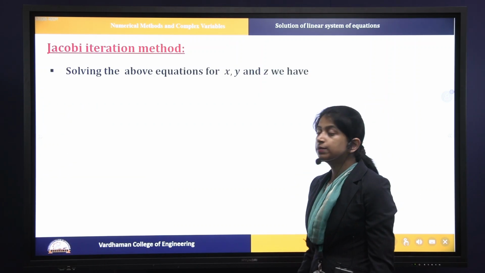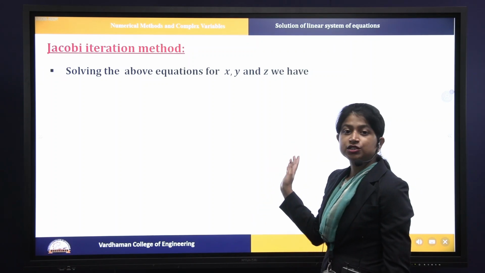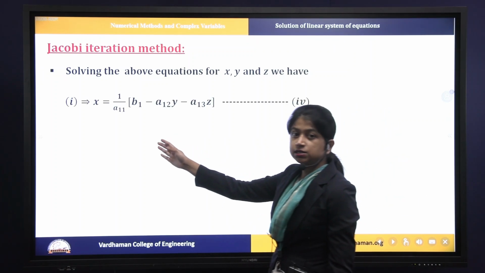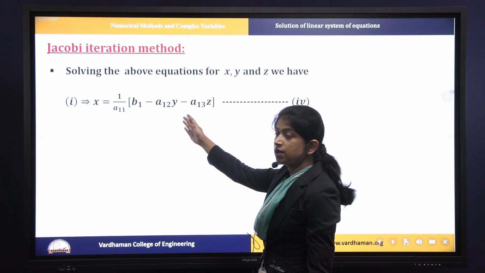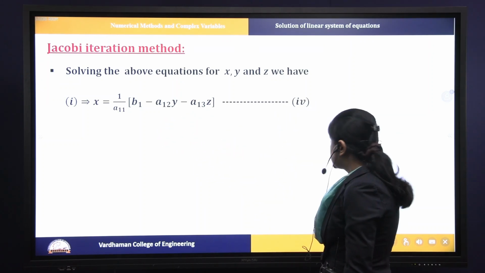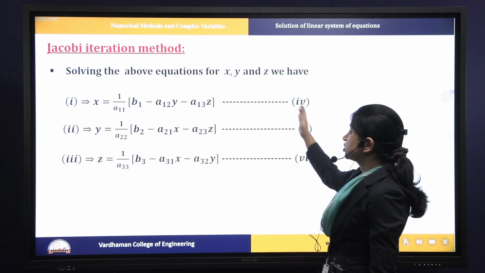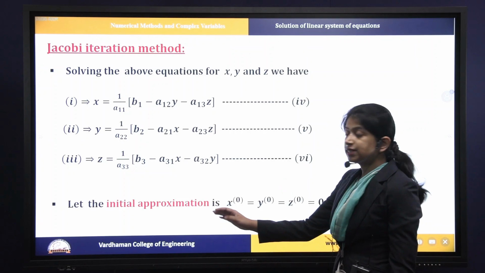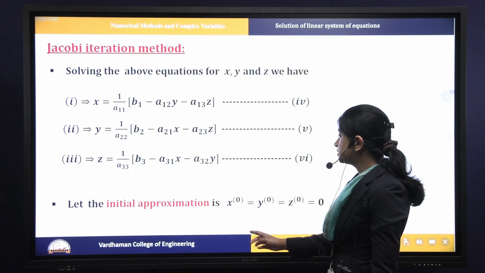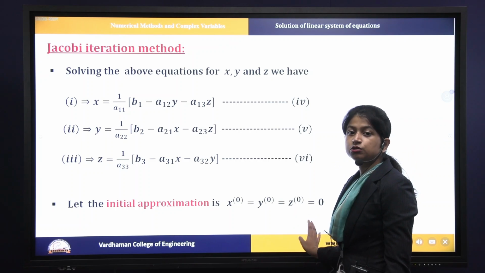First of all, we will solve the given equation for x, y and z, which is x is given as 1 by a11 into b1 minus a12y minus a13z. Similarly, we get y and z. We give equation number 4, equation number 5 and equation number 6. Also, we will take initial approximation x0, y0 and z0 is equal to 0.